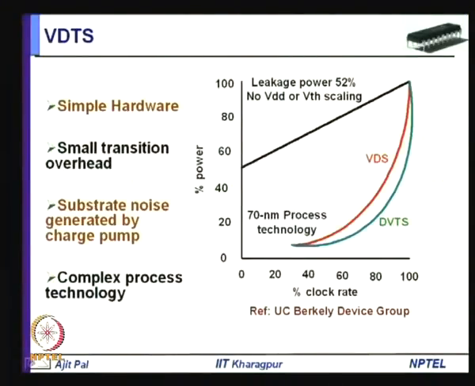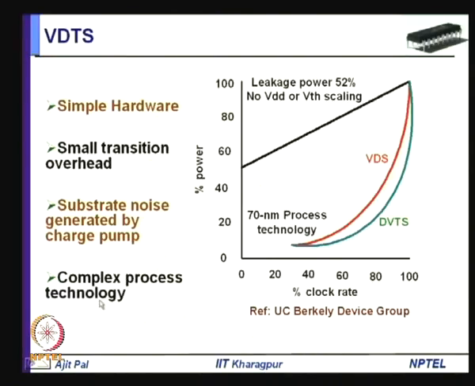As I told, the threshold voltage will be changed by using a technique known as charge pump, by which you will be changing the reverse body bias. That actually leads to some kind of noise in the circuit known as substrate noise, because you are changing the substrate body biasing. This noise will be present whenever you use dynamic threshold voltage scaling. And also the process technology that will be used here is complex.